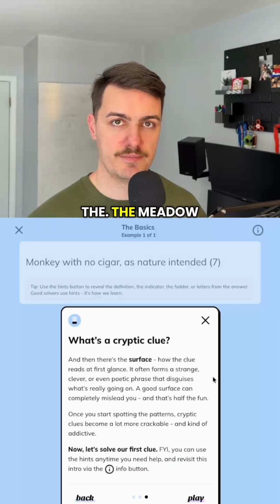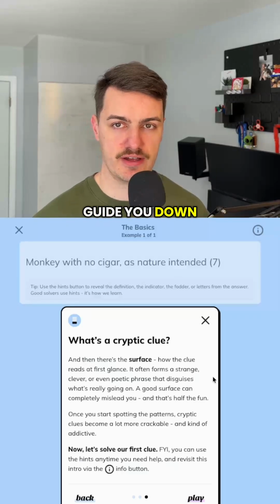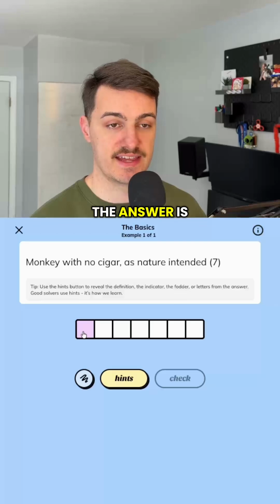And then there's the meta layer of the surface, which is how the clue reads, which can sometimes mislead you or guide you down the wrong path. So let's solve a clue. "Monkey with no cigar as nature intended." And the answer is 7 letters.